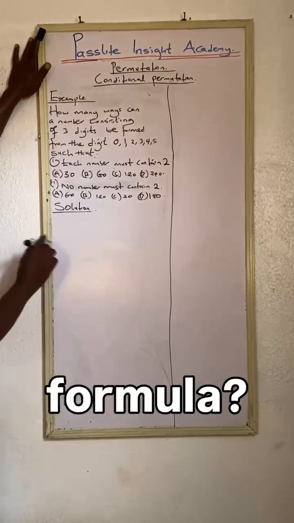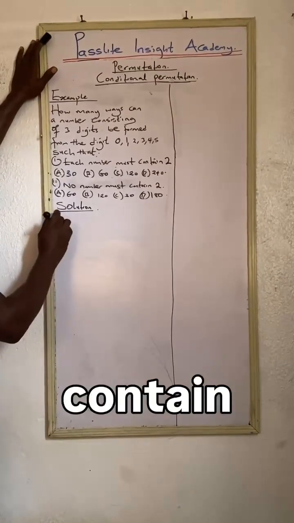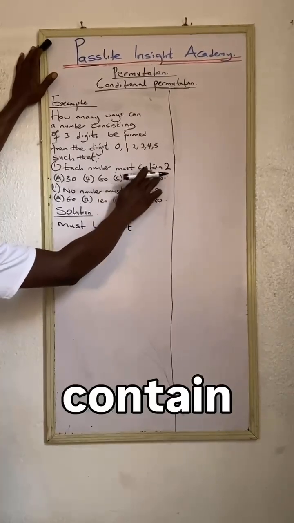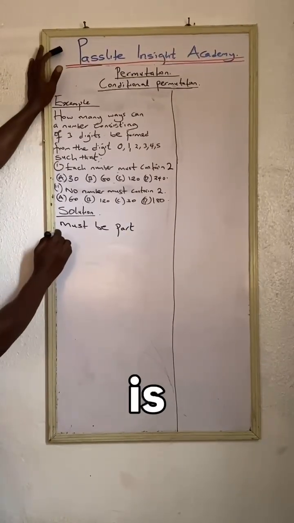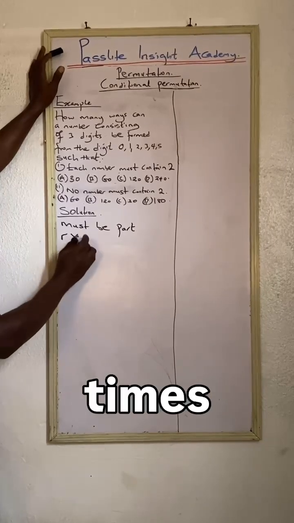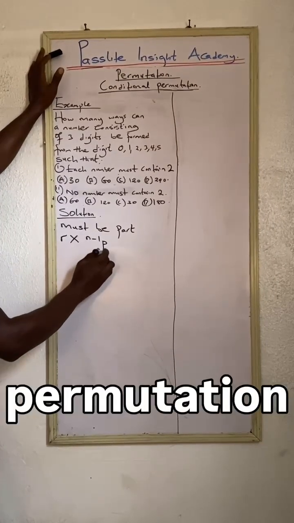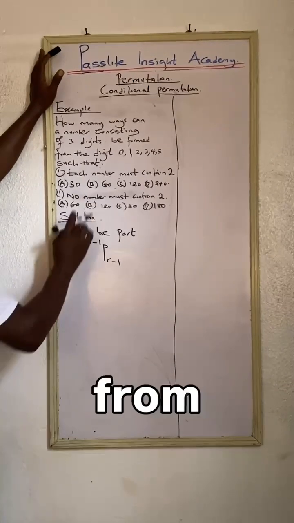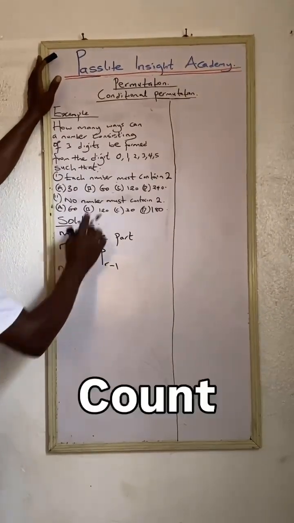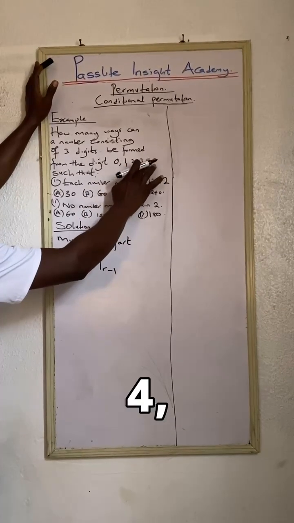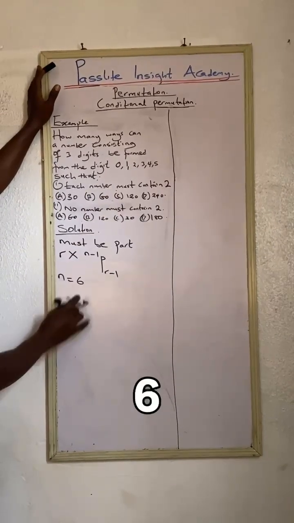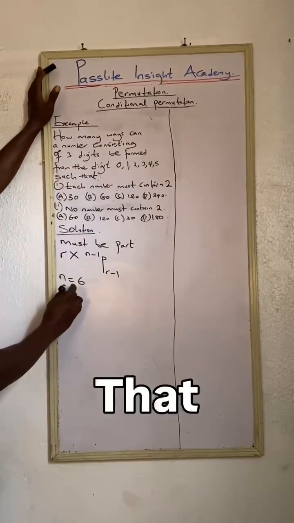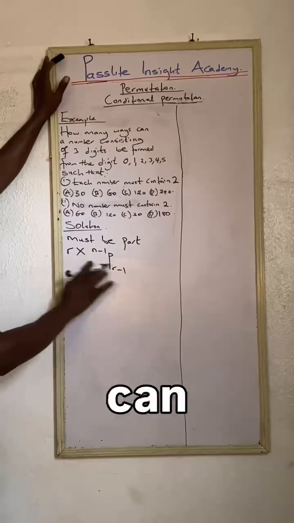Let's quickly solve that. Know the formula. The formula that we use there is for "must contain", which means that it must be part. In English, must contain. So the formula we are using here is R times (n minus 1) permutation (R minus 1). So just go there from the question now. What is your n? Count 1, 2, 3, 4, 5, 6. So the n is 6. What is your R? Just count. R is 3. This is your 3 digits. That is 3.